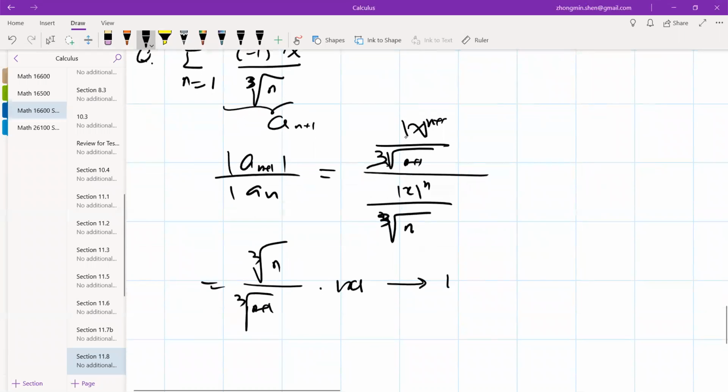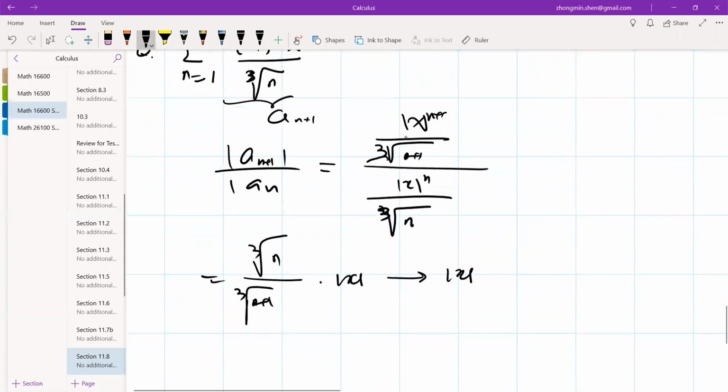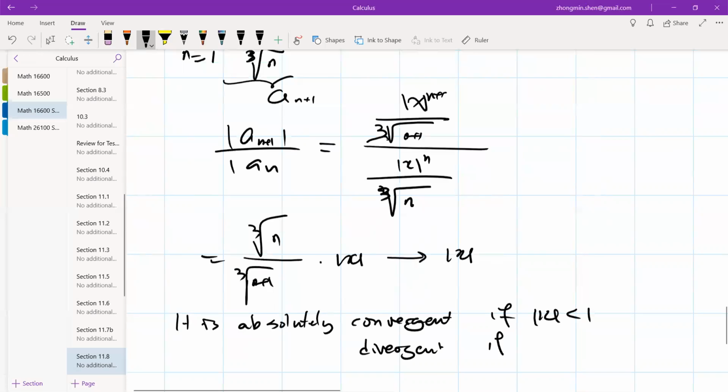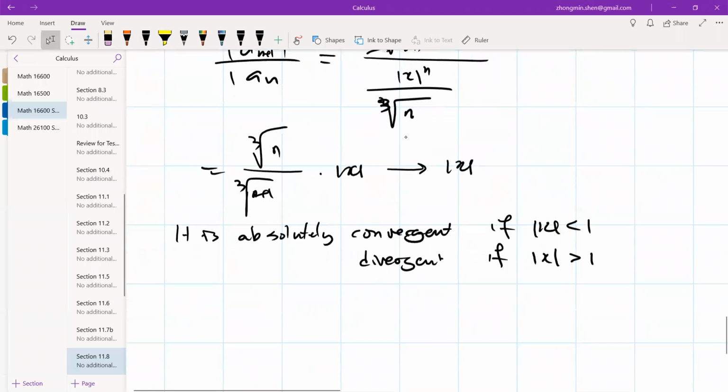And the limit is going to be just |x|. So clearly, when is it going to be convergent? It is absolutely convergent if |x| is less than 1, and it is divergent if |x| is greater than 1. So from here, you already know the radius of convergence is going to be 1.